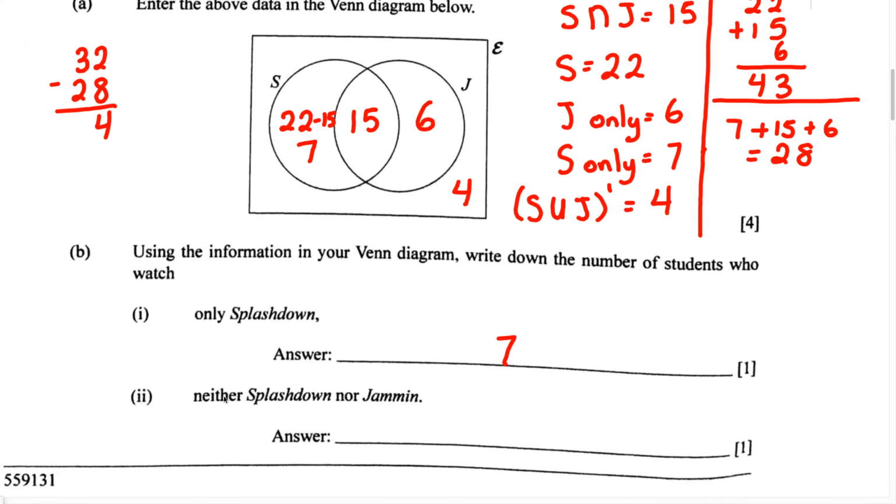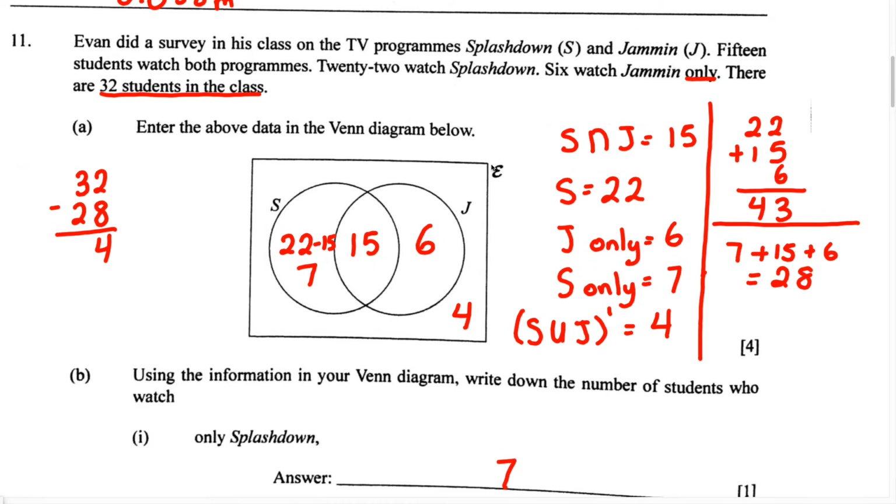Now part 2 says, neither Splashdown nor Jammin'. Well, we know there are 4 students who are not in the 2 circles. Therefore, they didn't watch Splashdown nor Jammin'. So we can just write 4. This is our answer. And one more thing, we could have written the universal set, which is all the elements in this set. We know it's going to be 32 because there are 32 students in this class.